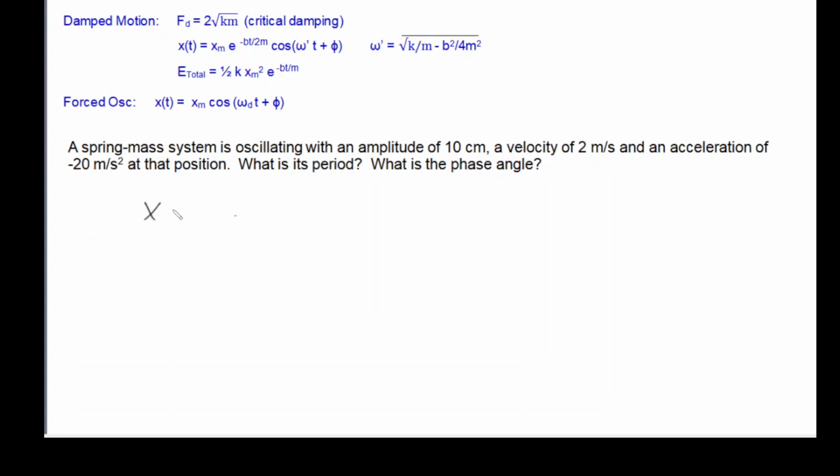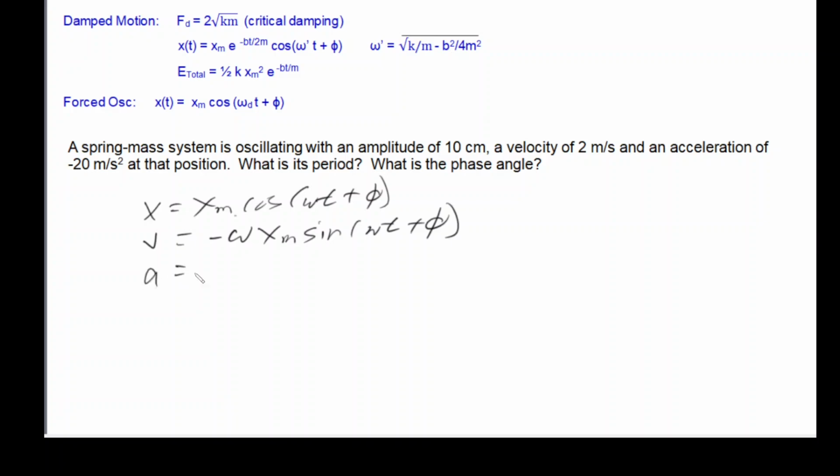Well, first we know that x is equal to x maximum, or amplitude, times cosine of omega t plus phi. We know our velocity is equal to minus omega xm times sine of omega t plus phi, and acceleration is equal to minus omega squared xm times cosine of omega t plus phi.